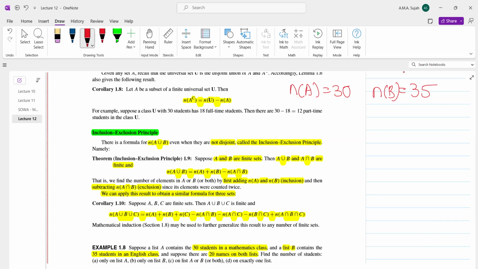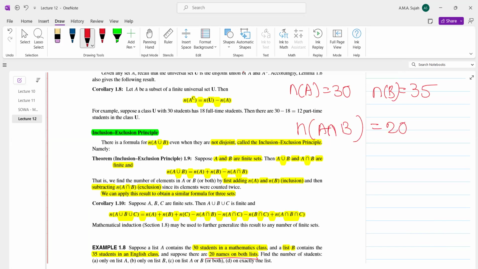Then they are saying, suppose there are 20 names in both lists. What do you mean by 20 names in both lists? Is it intersection or union? Tell me. There are 20 students names in both lists. Both lists means that is union or intersection? Intersection, right? So you know these three things.